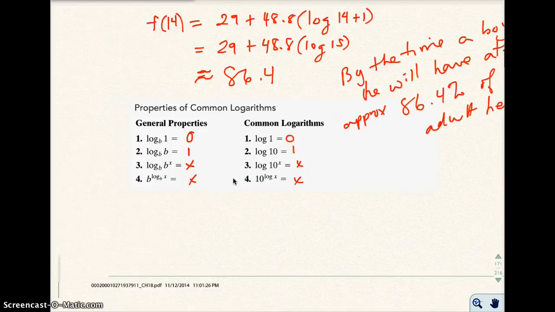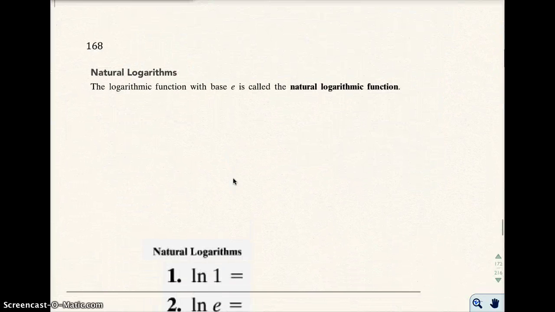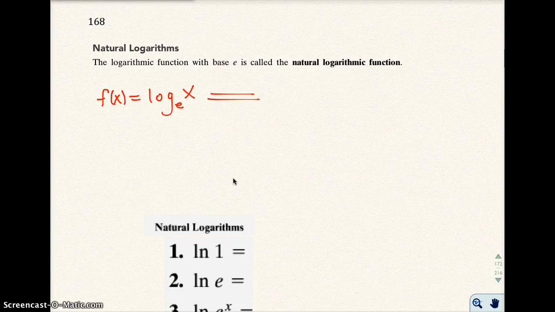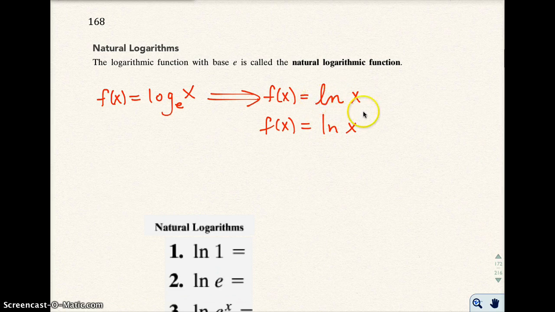Okay, let's talk about something called the natural logarithm. A logarithmic function with base e is called the natural logarithmic function. So if I have f of x equal to log base e of x, that's the same thing as f of x equals the natural log, and we call it ln x. I'm using cursive there because I like to use that as my ln. Some people write f of x equals ln x. Just remember that that's an L, not a 1. So I make it cursive for that reason.